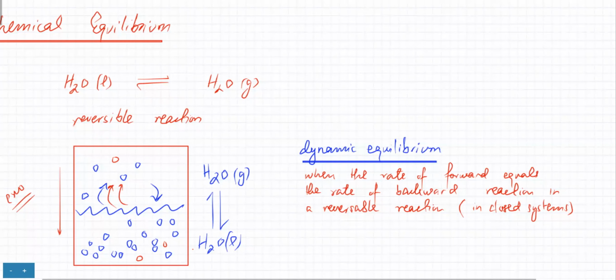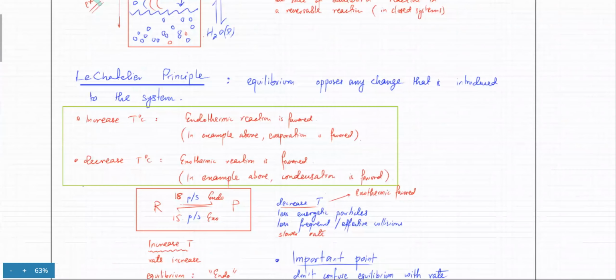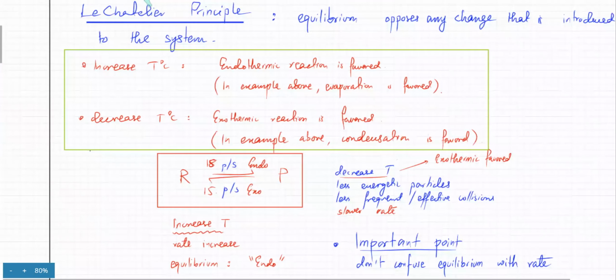Now, just a quick recap, and I think we were doing questions. We were supposed to do some more questions about Le Chatelier principle. There were just three rules for Le Chatelier principle.